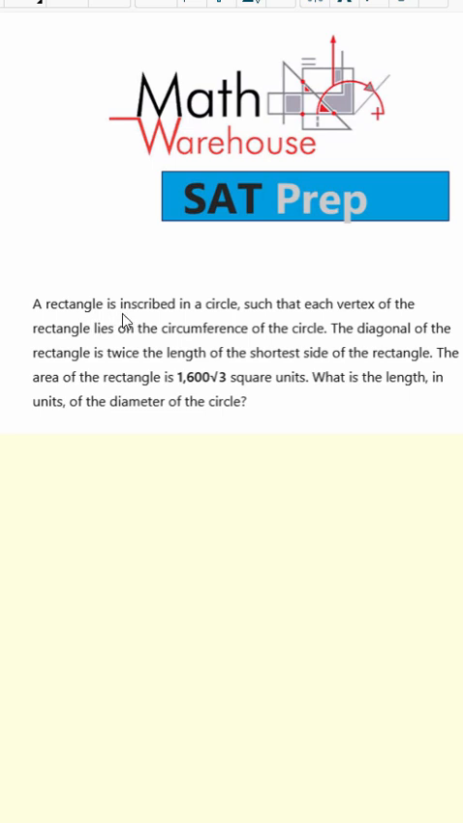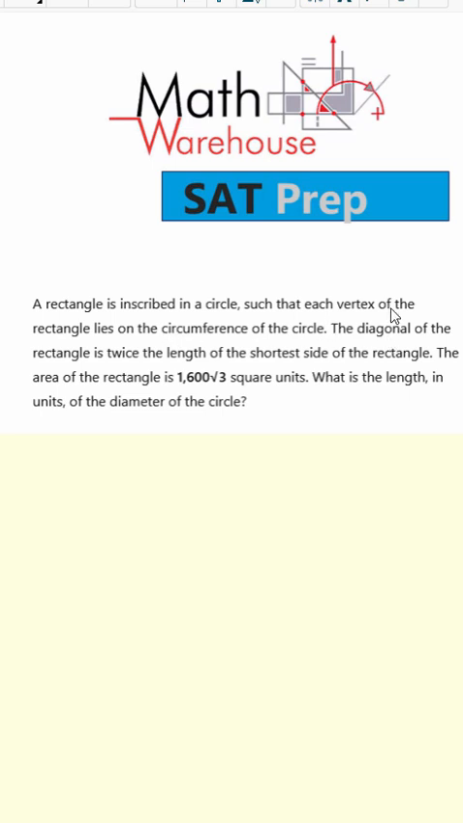A rectangle is inscribed in a circle such that each vertex of the rectangle lies on the circumference of the circle. The diagonal of the rectangle is twice the length of the shortest side of the rectangle. The area of the rectangle is 1600 square root of 3 square units. What is the length in units of the diameter of the circle?